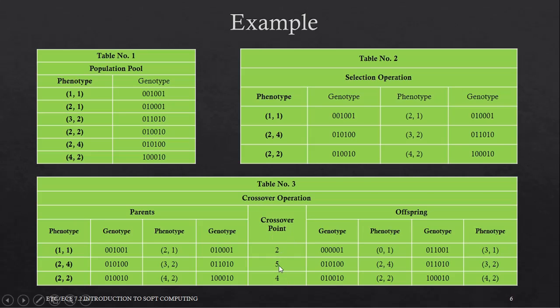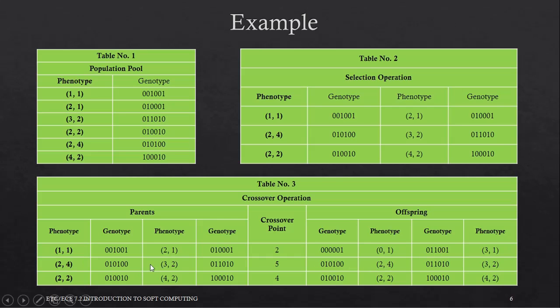So, if the parents are 1,1 and 2,1 and you use the crossover point 2, you will have two offsprings. The first offspring will have the first part 00 retained from the first parent and 0001 retained from the second parent. And the second offspring will have 01 retained from the second parent and 1001 retained from the first parent.